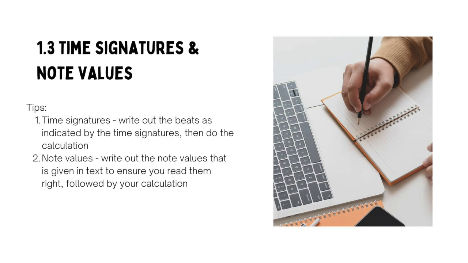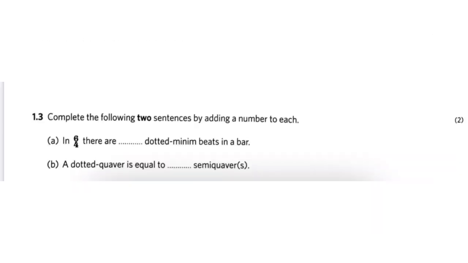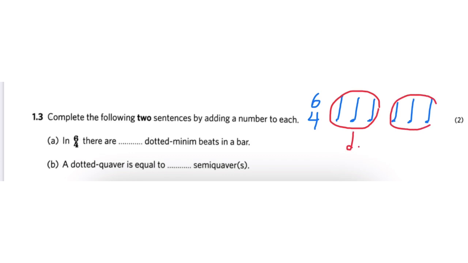Now let's look at the questions. So we'll add a number to the statement. In 6/4, there are how many dotted minim beats in a bar? So in our working, we can write it out: 6/4 equals 6 crotchets. So there we draw it on our working space. We understand that in compound time, 3 crotchets is in the group. So that equals 1 dotted minim and then 2 dotted minims. So we'll write it down, the answer is 2.